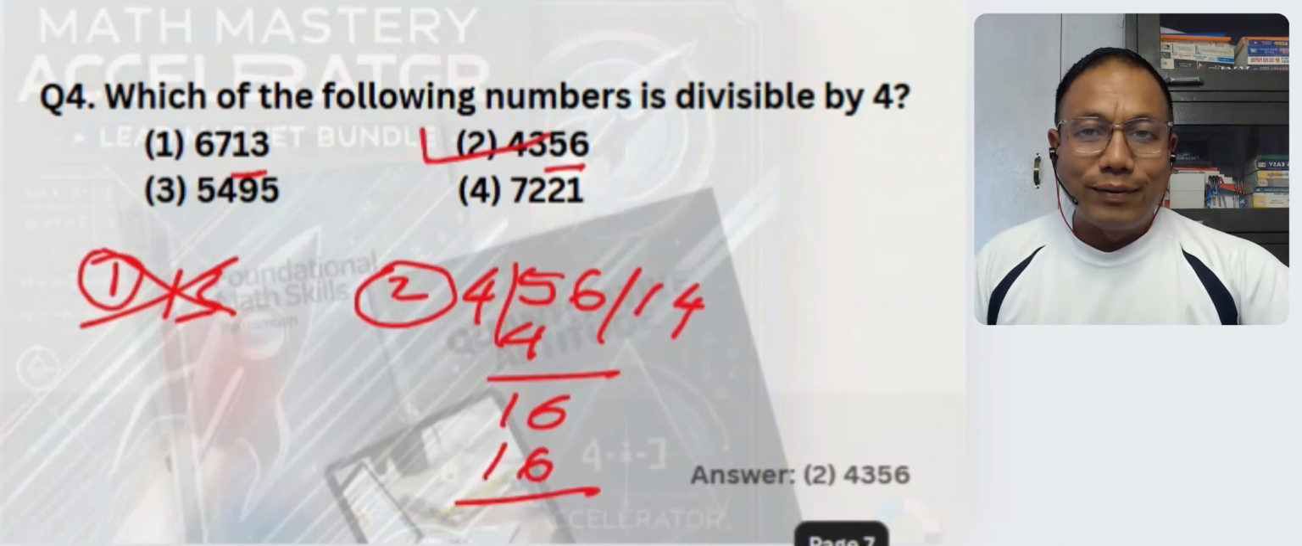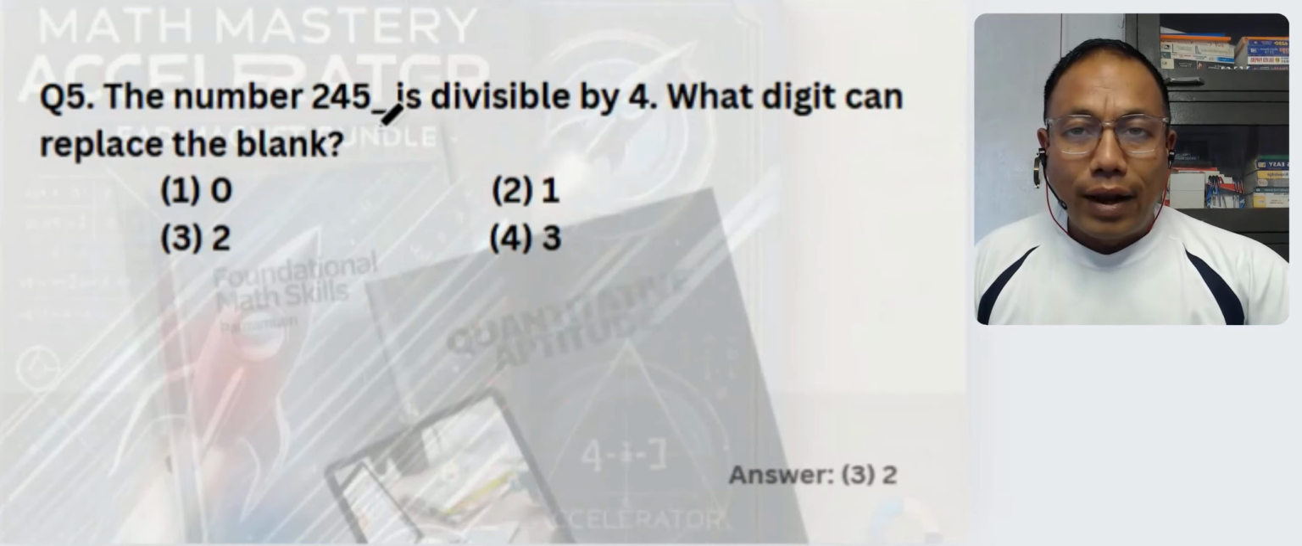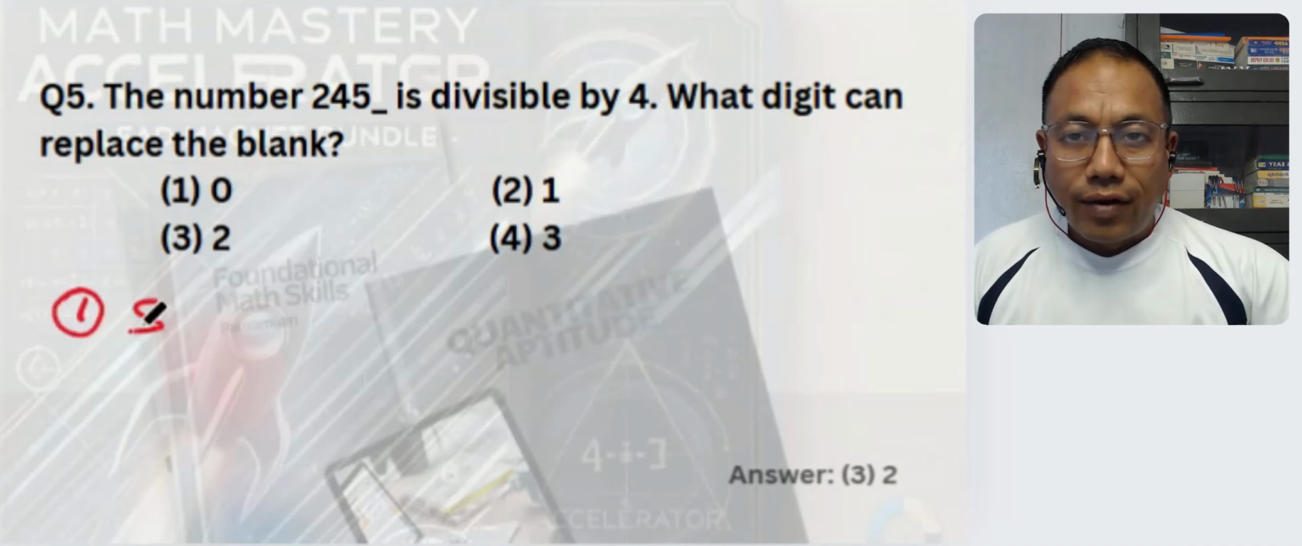Can you understand? All right, let's solve question number 5. The number 245 blank is divisible by 4. What digit can replace the blank? Option 1, 0. When we replace the blank by 0, we have last two digits 50, which is not divisible by 4.